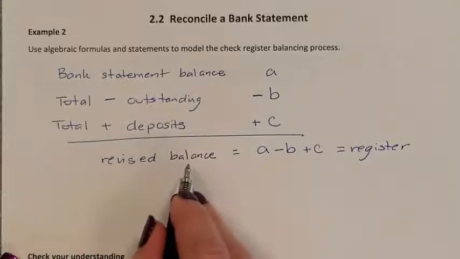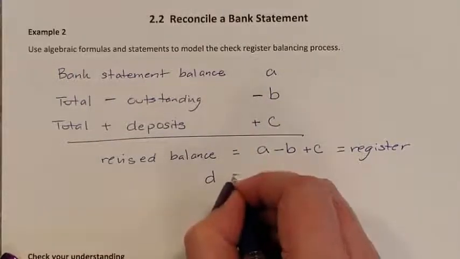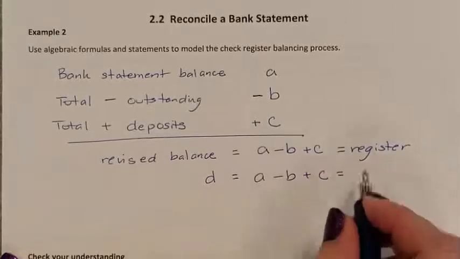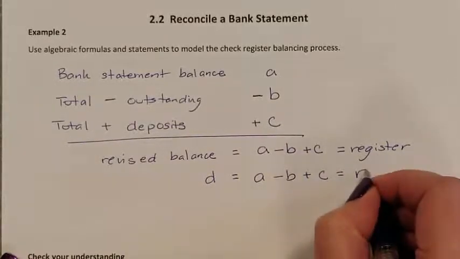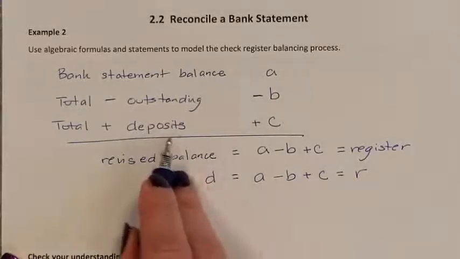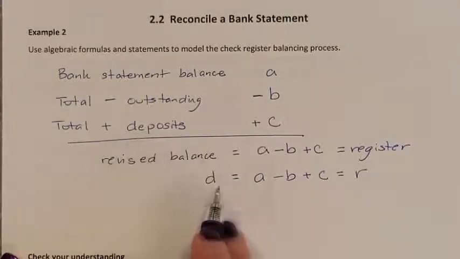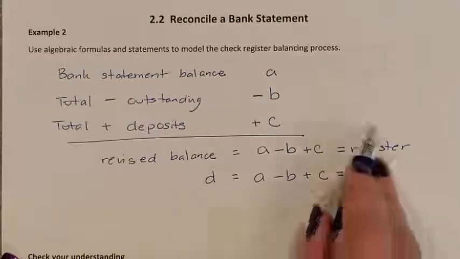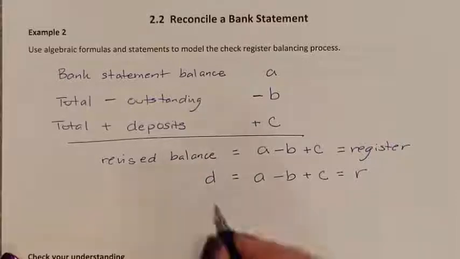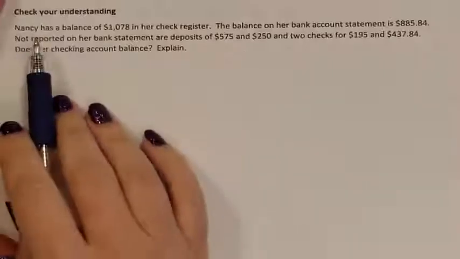So if we call our revised balance D, we are hoping that D matches this formula, but we also are hoping that it matches the R amount on the register. The amount in our bank statement, my personal statement, should match what I found on my personal records. And this is the algebraic statement that you would do. Now let's check your understanding.